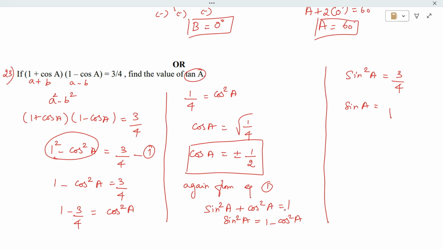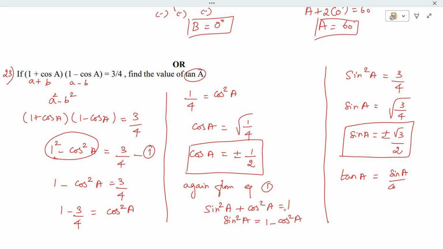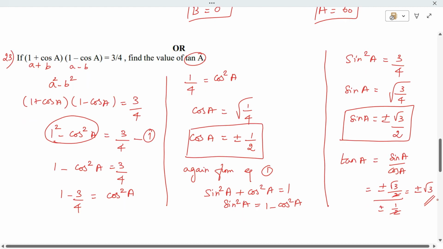So sin A is equal to root of 3 by 4, which is nothing but plus or minus root 3. Square root of 4 will become 2 outside the square root. So sin A is equal to plus or minus root 3 by 2. Now find tan A. Tan A is equal to sin A by cos A. So sin A is plus or minus root 3 by 2 divided by plus or minus 1 by 2. So cancel 2 and 2. Okay, so it is nothing but plus or minus root 3.